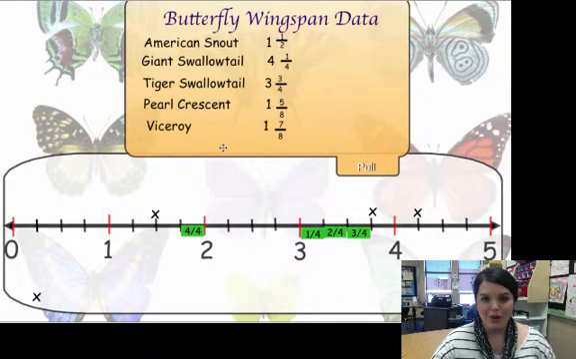Let's take a look at the pearl crescent. Now we're really getting tricky with some of this stuff. The pearl crescent has a wingspan of 1 5/8 of an inch. Well, my sections are not divided into eighths. They are divided into fourths. So it becomes a little trickier for me to think, where would this one fall?